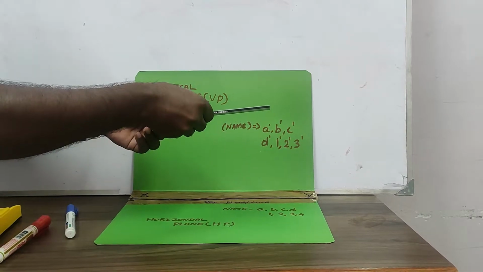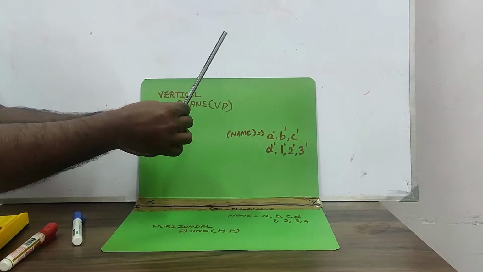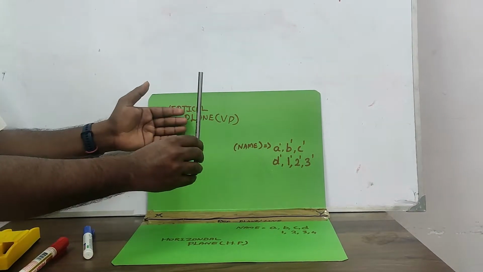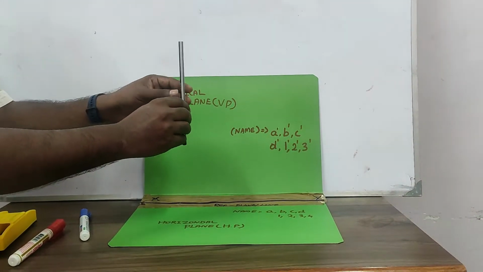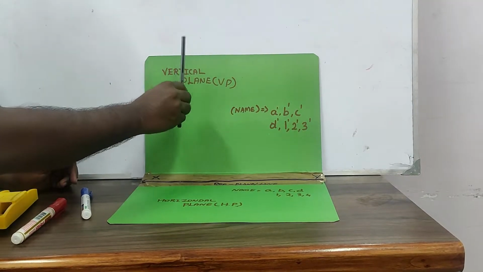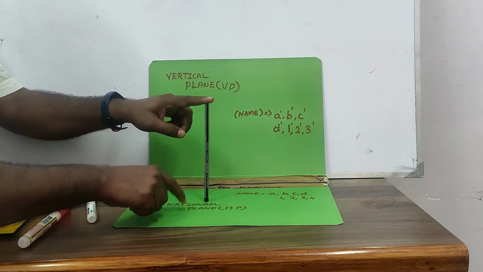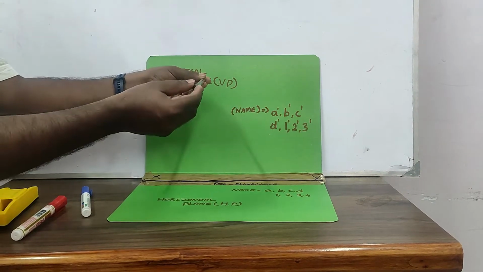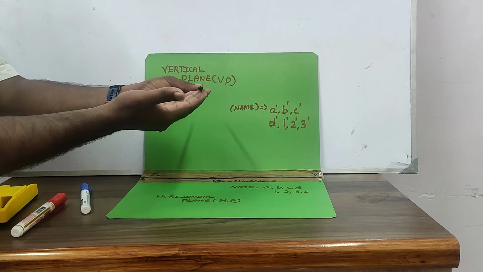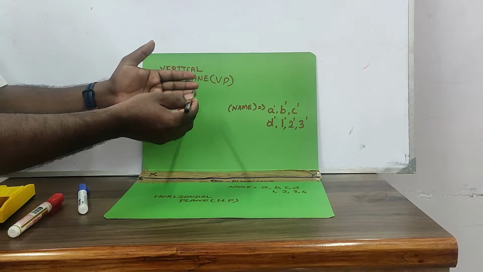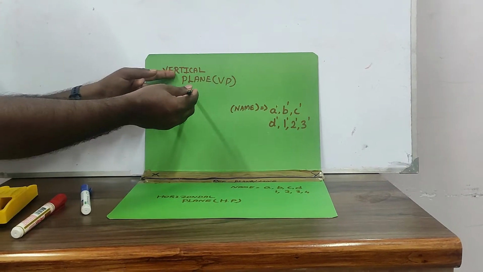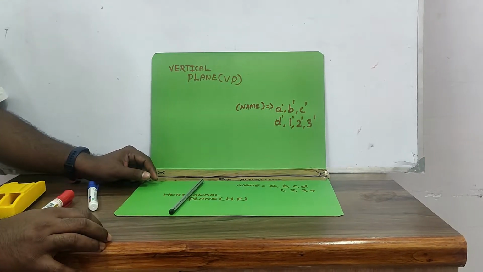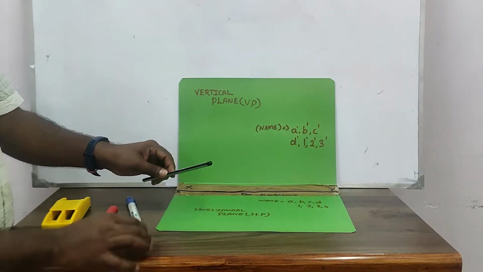Okay, let me turn it over 90 degrees. Now the situation is above the horizontal plane, in front of the vertical plane, parallel to the vertical plane but perpendicular to the horizontal plane. Now let us make one more case like this. It is above the horizontal plane, in front of the vertical plane, but perpendicular to the vertical plane and parallel to the horizontal plane. These things you should know.